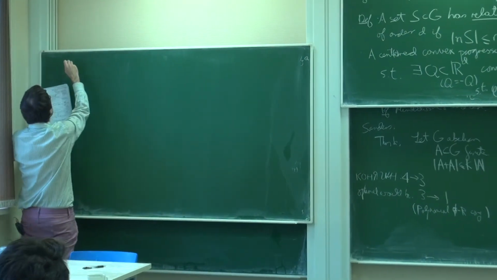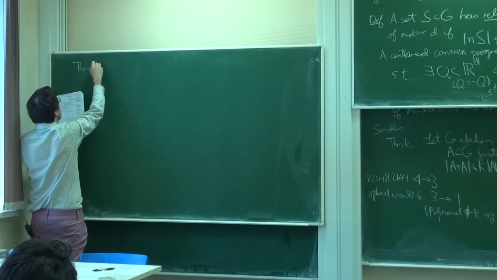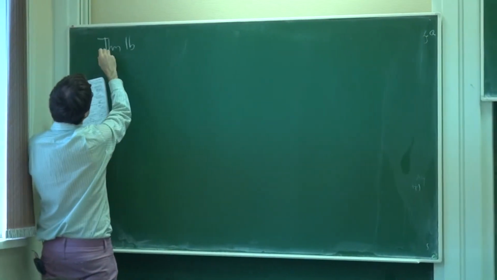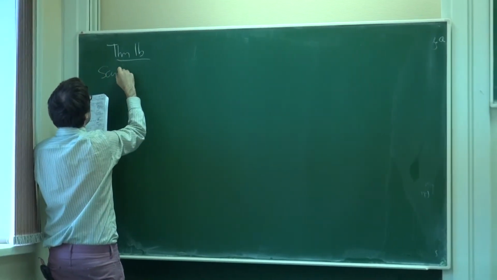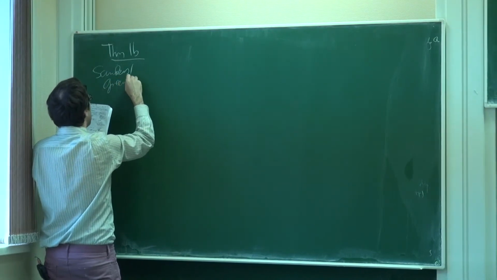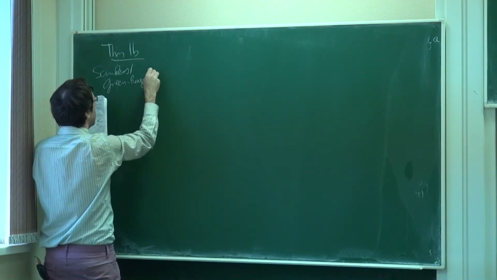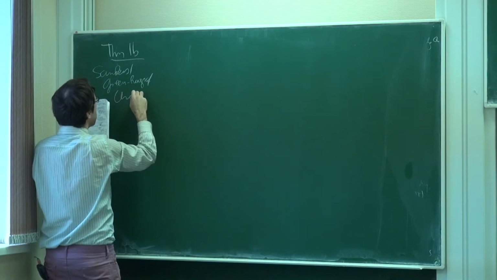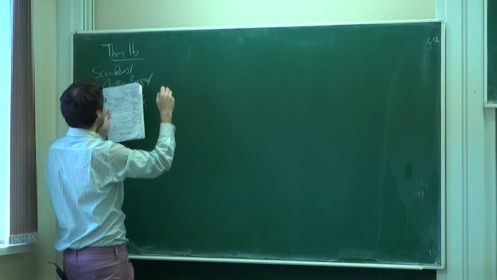All right, what would be theorem 1b? Also Sanders, though this is, I would say, halfway Sanders, halfway Green-Ruzsa, and as we will later see, over Z, you can really do it with Chang.